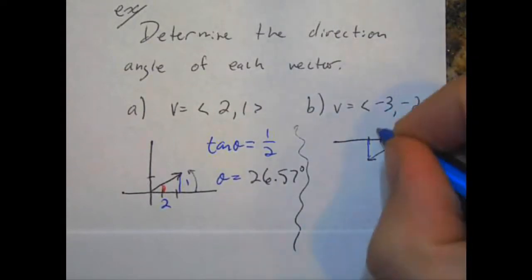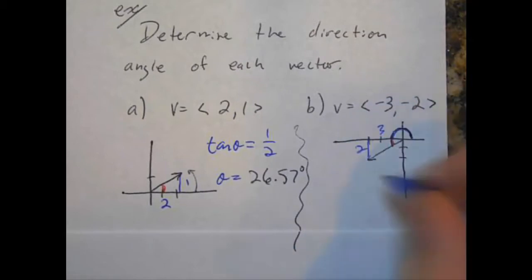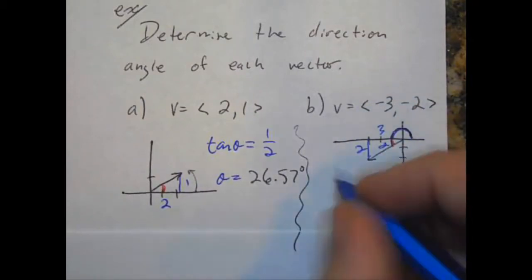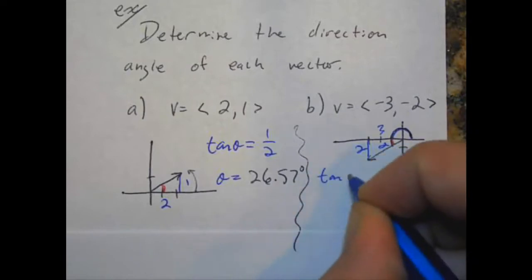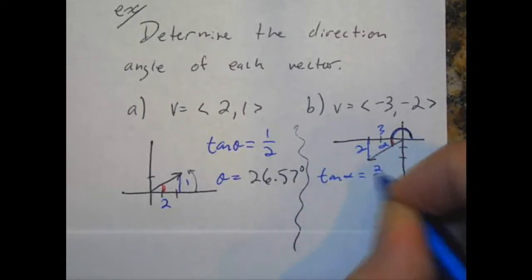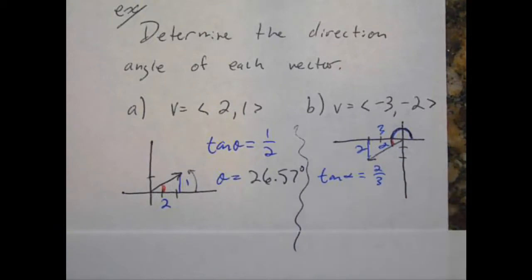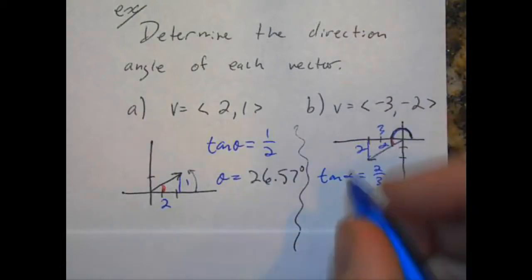So I know I went over 3, down 2. Again, I can use tangent. I'm going to call that one alpha so I don't confuse it with the direction angle. So tangent of alpha is opposite over adjacent. So I have tangent inverse of 2 over 3. Don't forget to use inverse whenever you are determining angles. So I have 33.69 degrees.